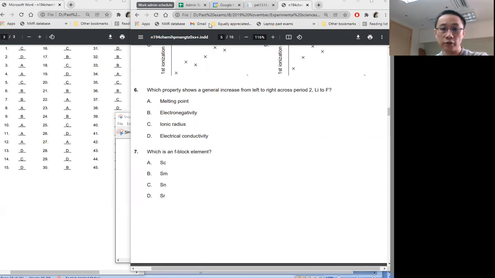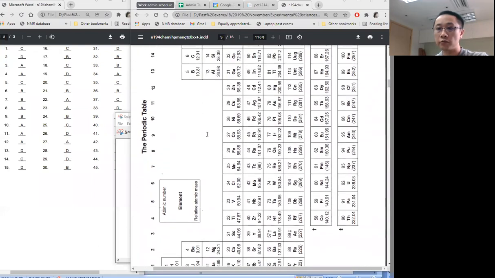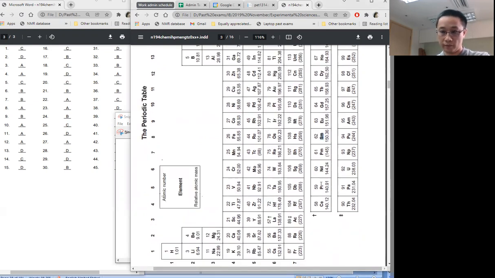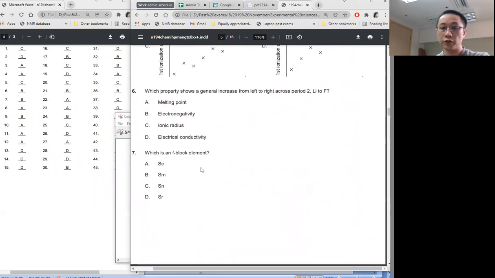Question 7 asks you to recognize an F block element, and for this you just need to recognize where the F block is. The F block comprises these 2 rows, and the samarium is the answer to question 7.